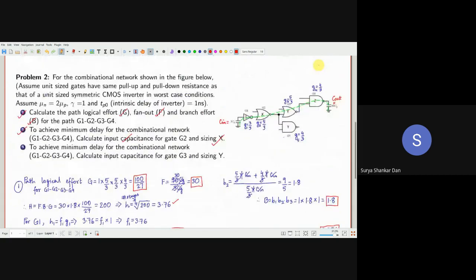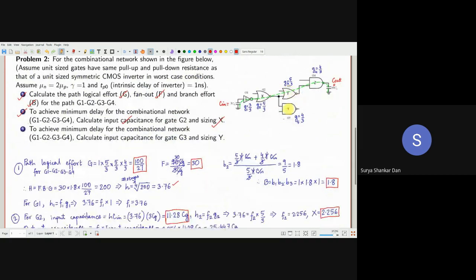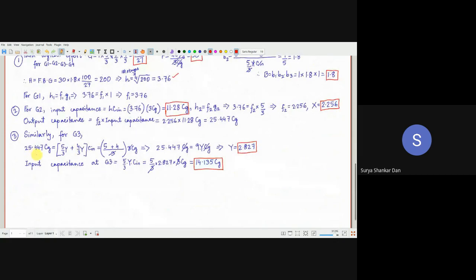So for G3, we have to find Y. Okay. So the output capacitance will be, just as we did H into C in here, similarly F2 into the input capacitance. Input capacitance was how much? 11.28 Cg, into F2, the fan out of the G2 stage. So 2.256. Here I have written that multiplied by the input capacitance of G2. There is 11.28. Multiply, and you get this result. Now this is going to be the input capacitance for the stage G3.